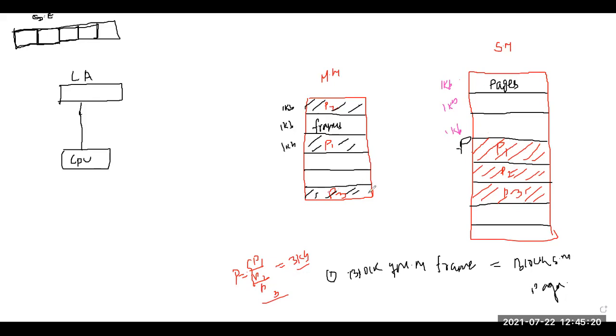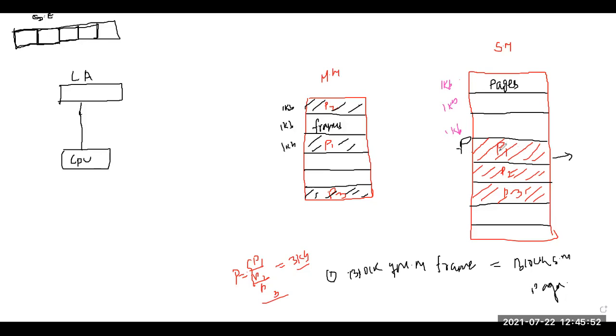Now is it continuous or non-continuous? You can clearly see here that it is non-continuous. One more thing to remember: we initially assumed that in secondary memory the process is stored in a continuous manner, but it is not mandatory. When we study the different types of disk management and file management, we will understand that the process can also be stored non-continuously.